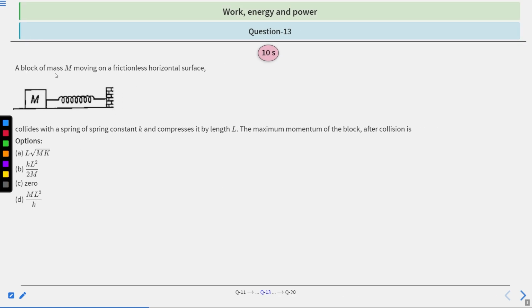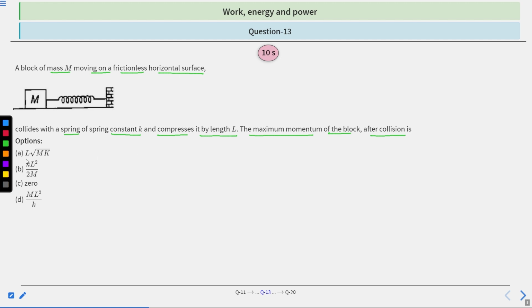A block of mass m is moving on a frictionless horizontal surface. It collides with a spring of spring constant k and compresses it by length L. The maximum momentum of the block after collision is what?